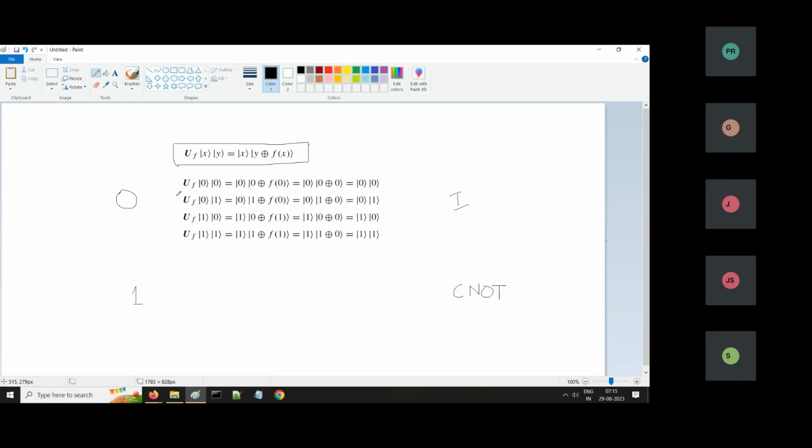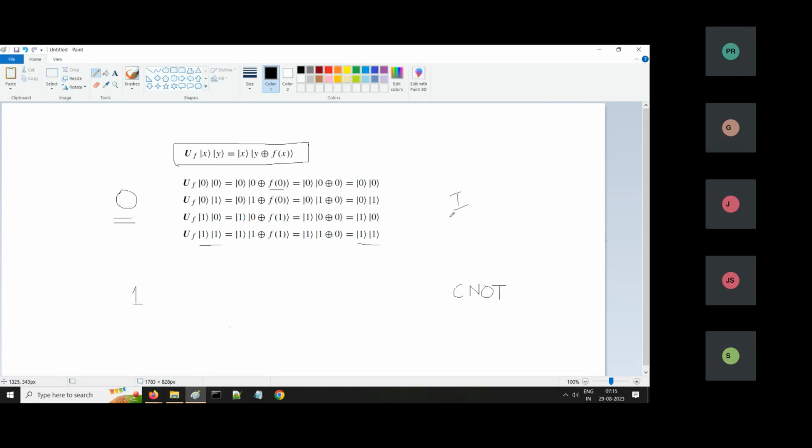Depending upon the inputs and the outputs, I can now plug in the criteria. For example, if the function is a constant 0, notice that f of 0 will always be equal to 0, and f of 1 will also always be equal to 0. So the moment I plug the values of a constant 0 into this definition, you will see that the output state and the input state are the same.